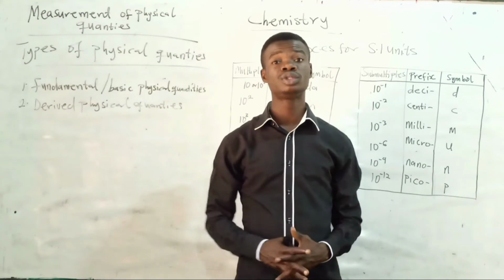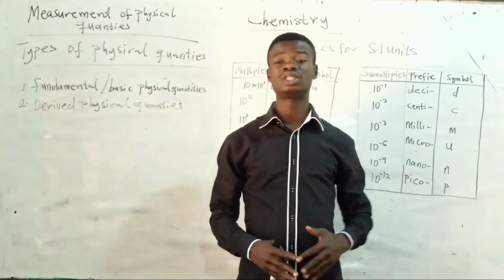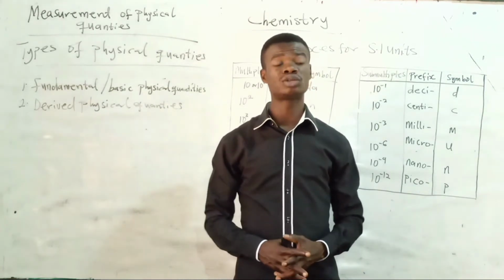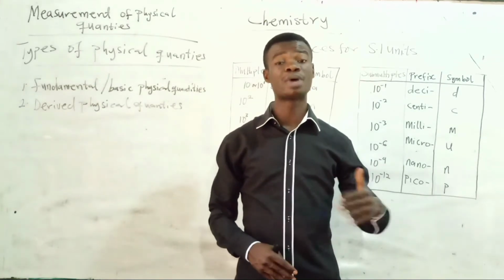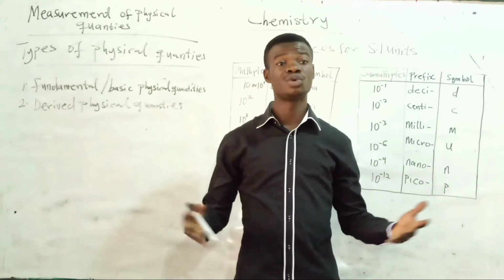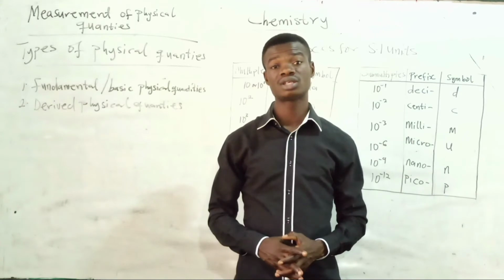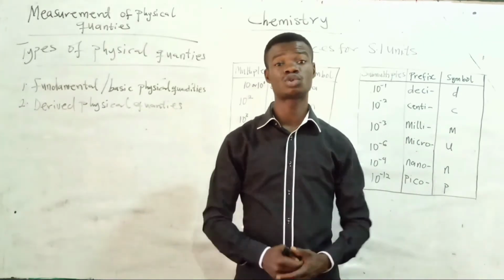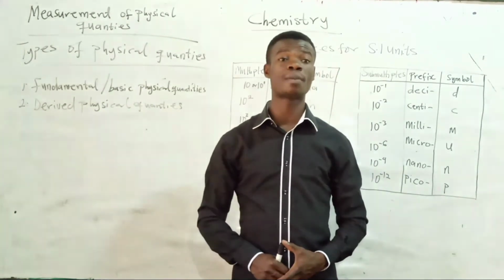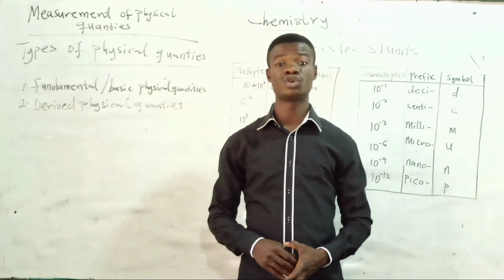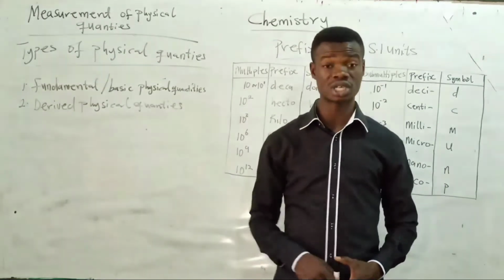We have volume, which is expressed in either meter cubed, centimeter cubed, or decimeter cubed. We can talk about molar mass, where the unit is gram per mole. We have acceleration, and the unit is meter per second squared. We have a lot of derived quantities. So I want you to read more about examples of derived quantities and their SI units, and the definition of the SI unit as well.